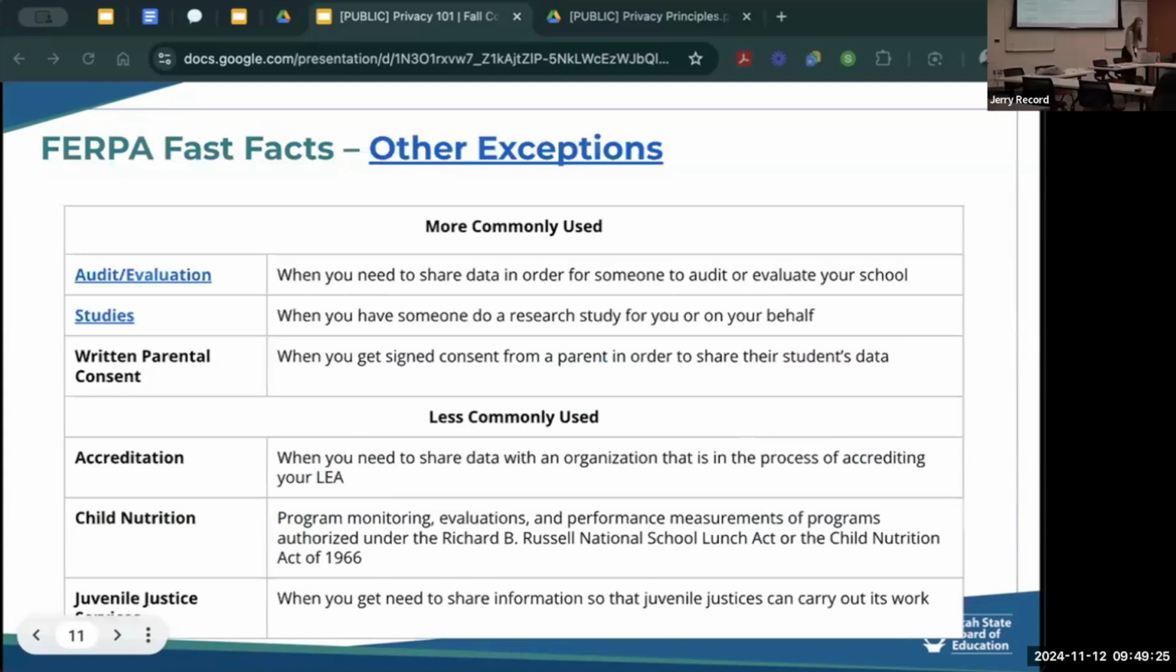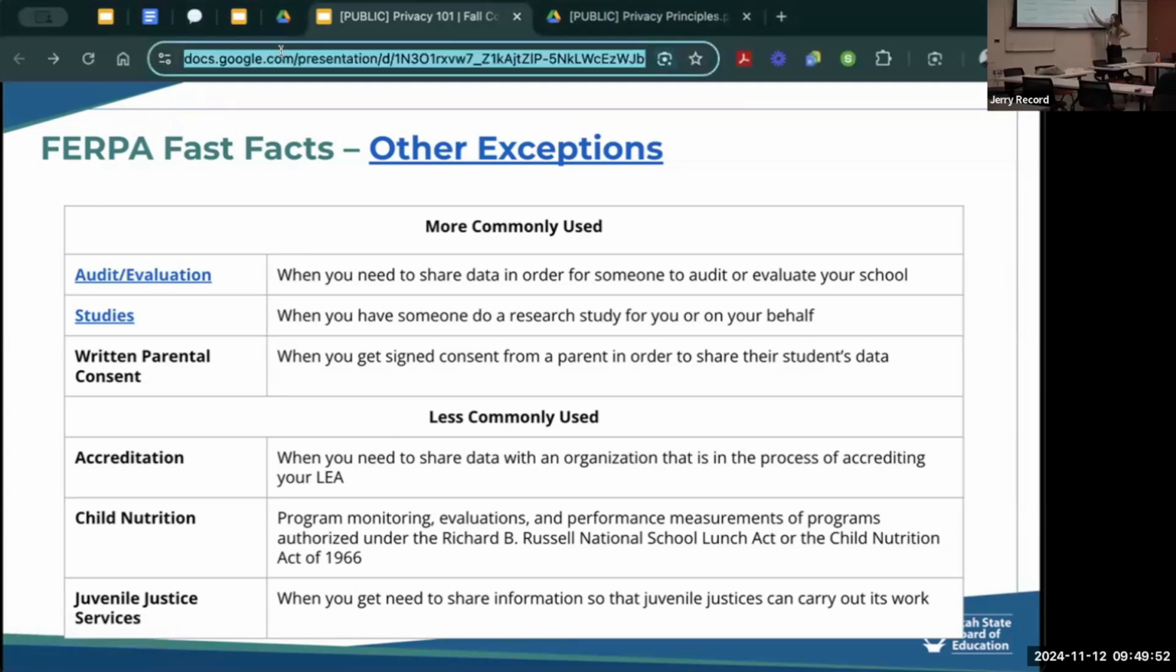I just want to note, as I mentioned earlier, there are a whole bunch of other exceptions. Again, these are exceptions to the rule that you need to get parent consent first. These are all exceptions that allow a school or district to share student information for certain purposes, and it's allowable under FERPA even if they don't have parent consent. One of those is the audit evaluation exception. That's the exception that allows you to share information with us at the State Board of Education, for example. But we won't get into those. I just wanted to make you aware that there's a whole bunch of others.